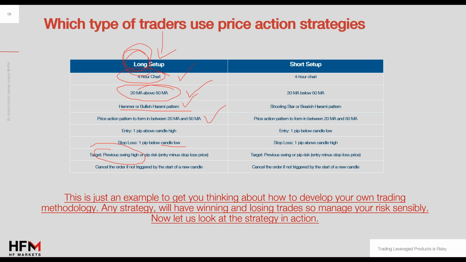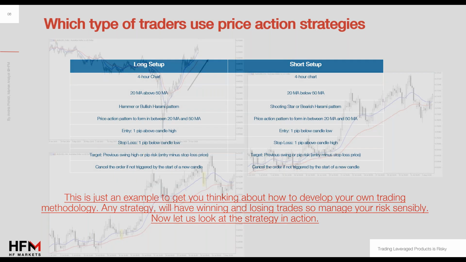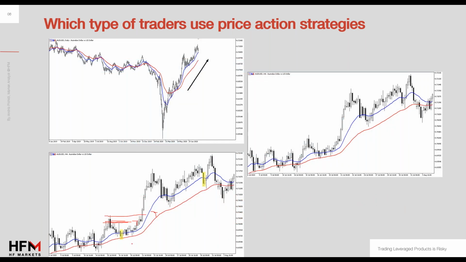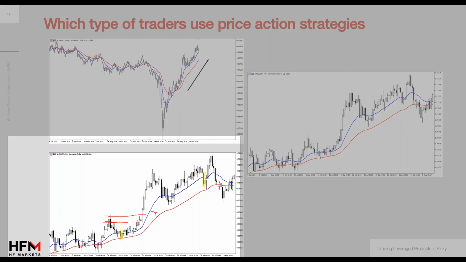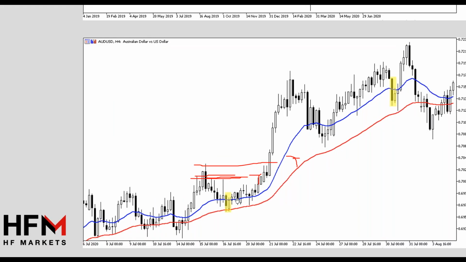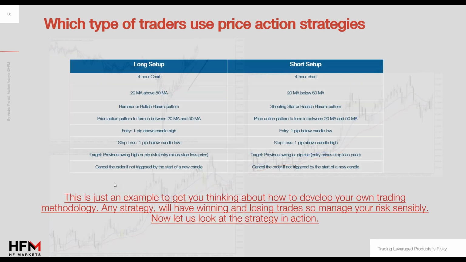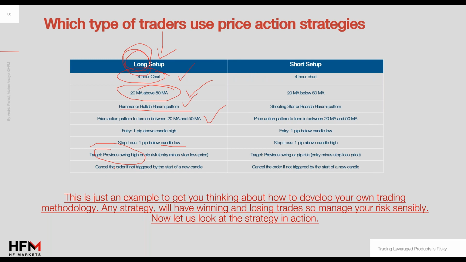Cancel the order if not triggered by the start of the new candle. Okay? If it doesn't continue, close it. I mean, you see, I took my entry, but the next candle turned down. It didn't hit my stop loss, but it turned down. So it's better to close, to cancel the order at break-even level, or cancel it if it didn't trigger. So if you had added a pending order, cancel your order if it's not triggered by the start of the new candle. Okay, the same stands for the short-term setup.